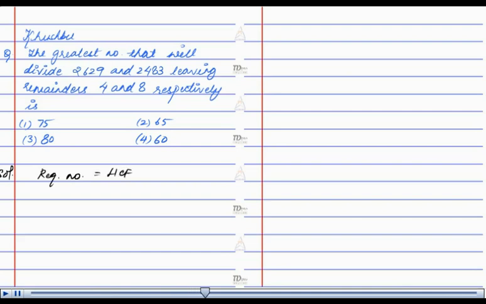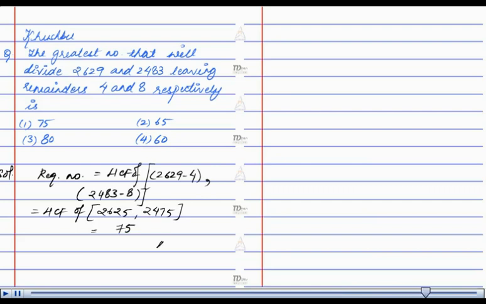HCF of 2629 minus 4 and 2483 minus 8. That is HCF of 2625 and 2475, which comes out to be 75. And so the correct answer is option number 1.